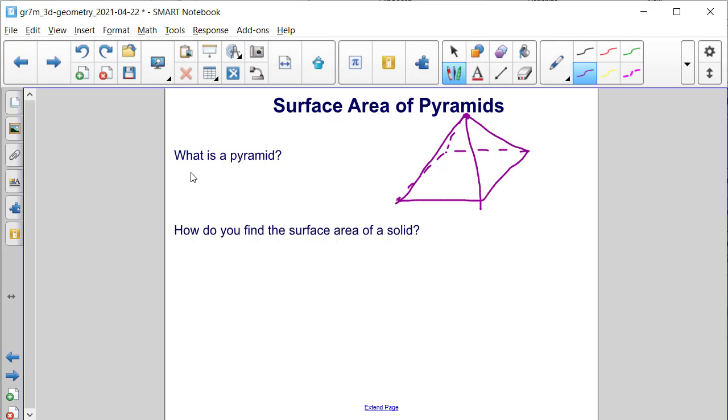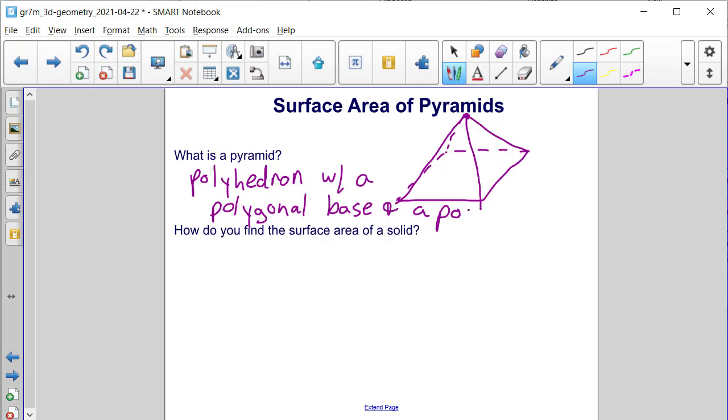So it's a polyhedron or 3D solid with a polygon base or polygonal base and a point where all of the triangular faces meet.